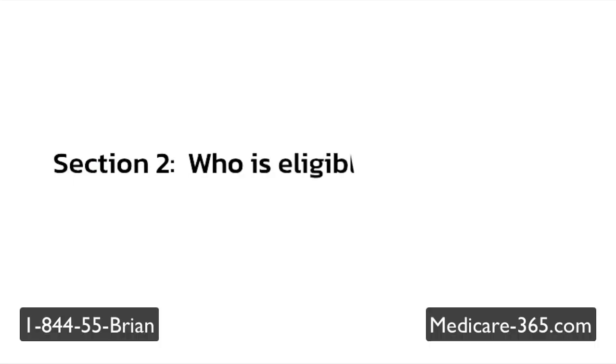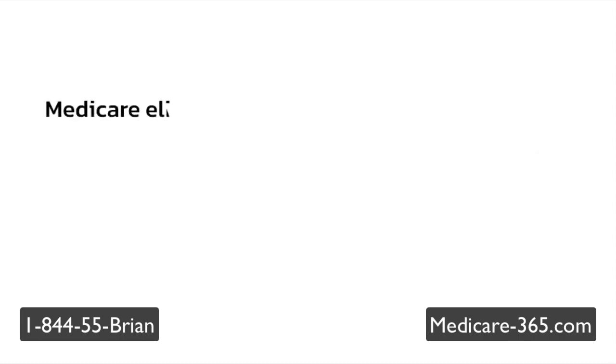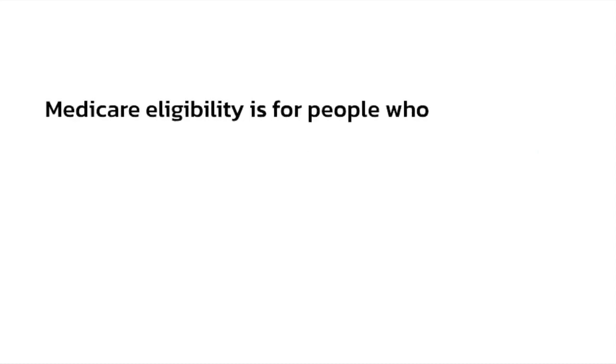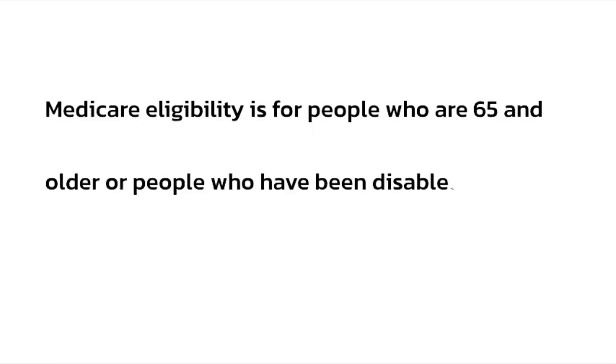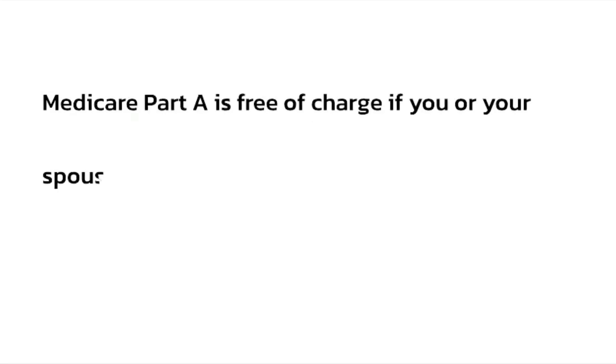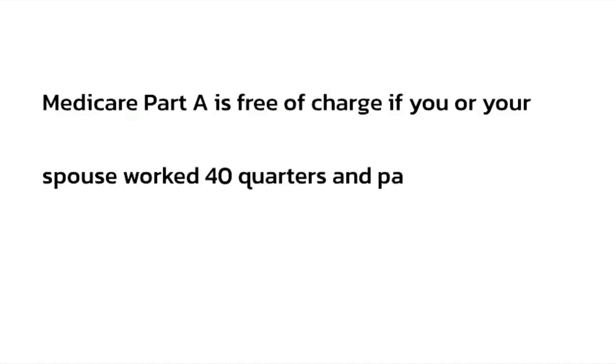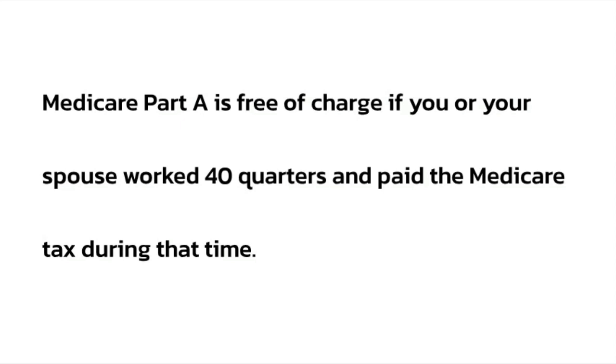Section 2, who is eligible for Medicare? Medicare eligibility is for people who are 65 and older, or people who have been disabled for over 2 years. Medicare Part A is free of charge if you or your spouse worked 40 quarters in your lifetime and paid the Medicare tax during this time.